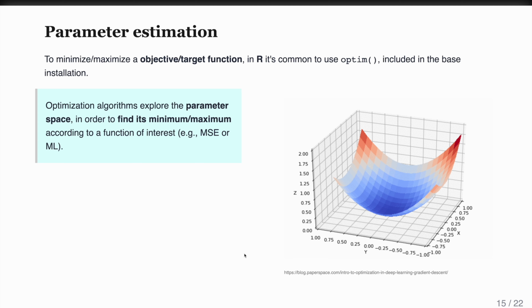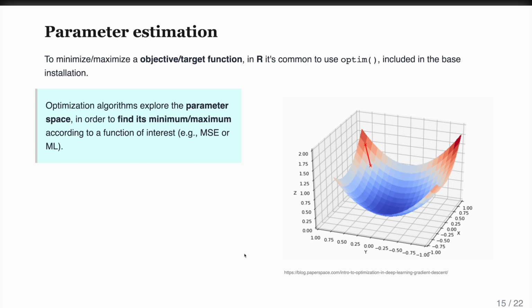Okay, once we have the data, we need to perform the actual parameter estimation. What does it mean to estimate parameters? Technically, it means to take an objective or target function, you can use both names, and to either maximize it or minimize it, depending on the kind of function. In R, the most used function to do this is called optim, which is included in the base installation, so you don't need any packages for this.